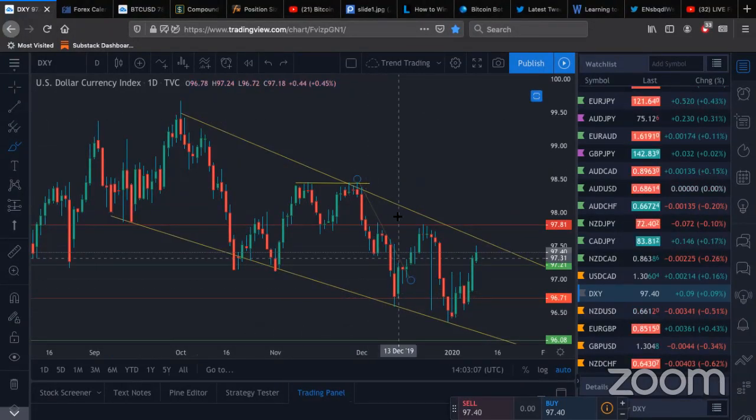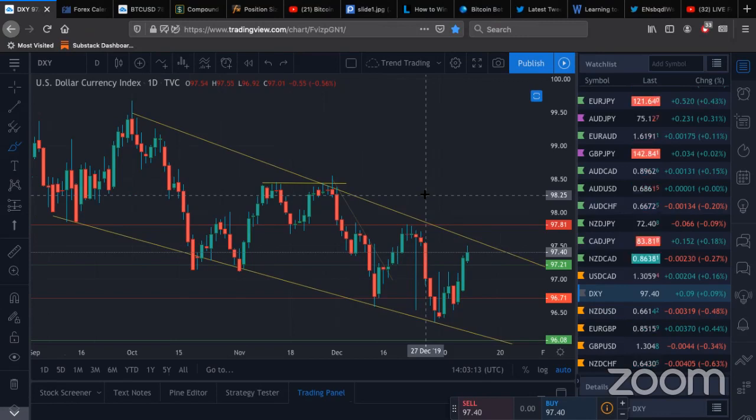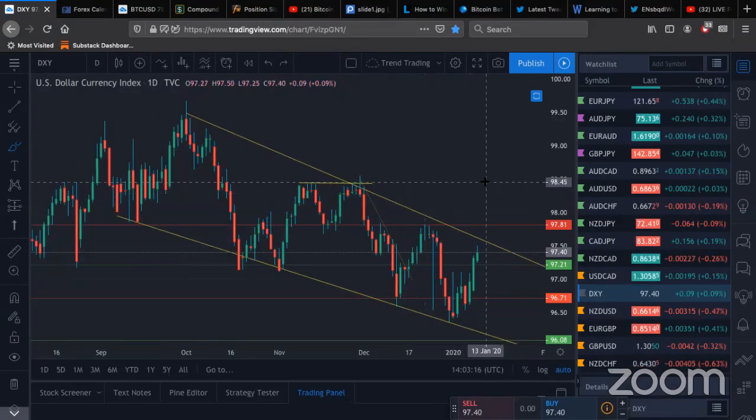I had to check. I had to make sure that we weren't muted here. That would have been a terrible start if, after just getting into the DXY like that, we were on mute. But we're all good to go.